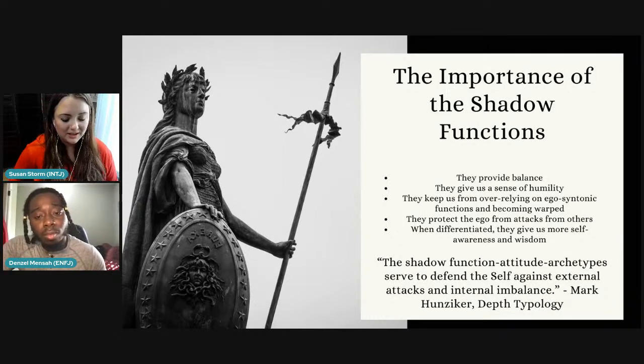Thank you, Denzel. Yeah, a lot of times we don't see the shadow in people unless we get really close to them. A lot of times we're drawn to people who are different than us at the beginning, and then as we have a longer and longer relationship, we start to see sides of them that we're not so sure about. And people usually have to get really comfortable with another person before we can really see that shadow coming into play.